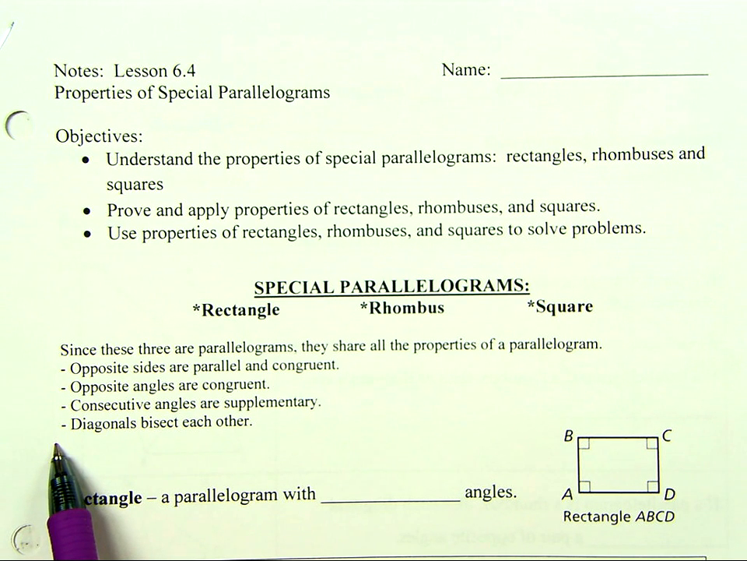6.3. Opposite sides are parallel and congruent. The opposite angles are congruent. Consecutive angles are supplementary, and the diagonals bisect each other. But because they are special parallelograms, there is additional information that is true.